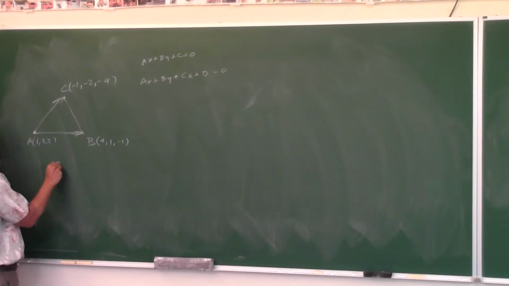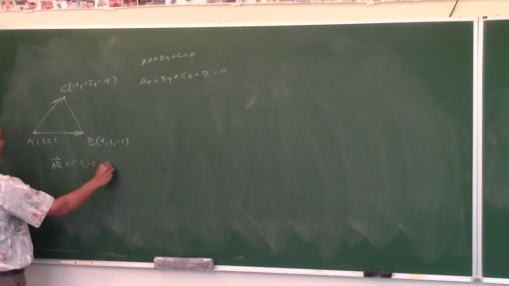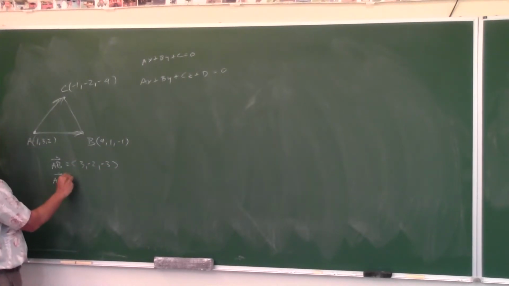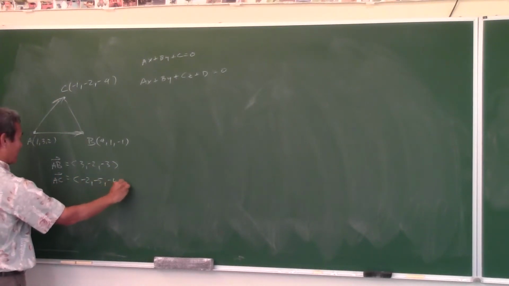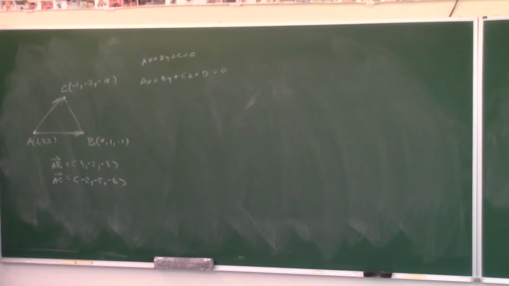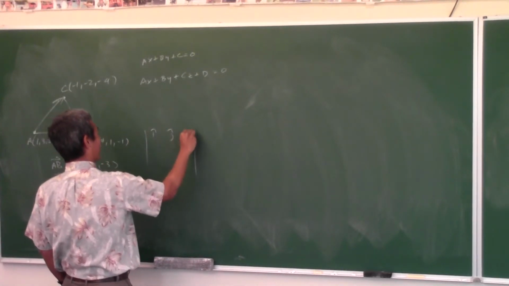So what is AB in component form? Quick. Head minus tail: 3, -2, -3. Okay, what is vector AC in component form? Head minus tail: -2, -5, -6. Okay. Find the cross product of these 2 vectors. So you make a 3 by 3 determinant, i, j, k across the top.